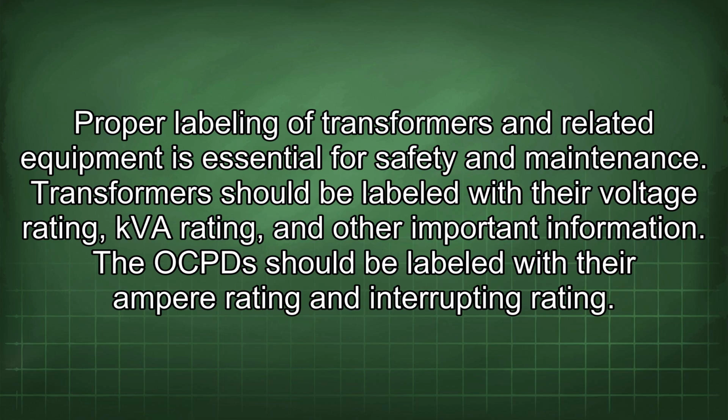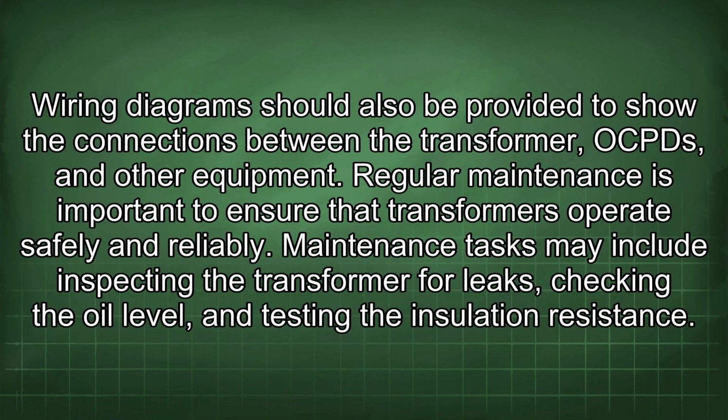Proper labeling of transformers and related equipment is essential for safety and maintenance. Transformers should be labeled with their voltage rating, kVA rating, and other important information. The OCPD should be labeled with their ampere rating and interrupting rating. Wiring diagrams should also be provided to show the connections between the transformer, OCPDs, and other equipment.